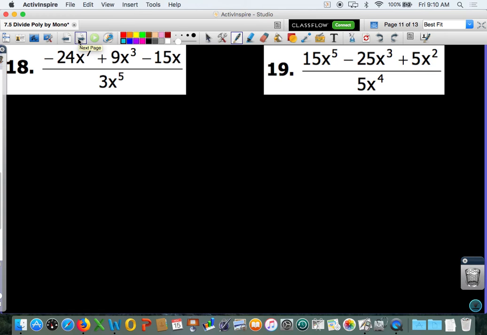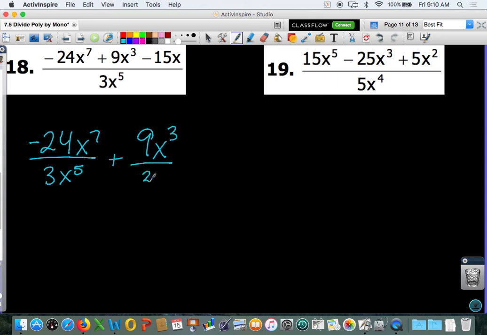I have a trinomial again, so I will have 3 different fractions I'm working with. Negative 24x to the 7th over 3x to the 5th plus 9x cubed over 3x to the 5th minus 15x over 3x to the 5th. Start now by dividing and simplifying.